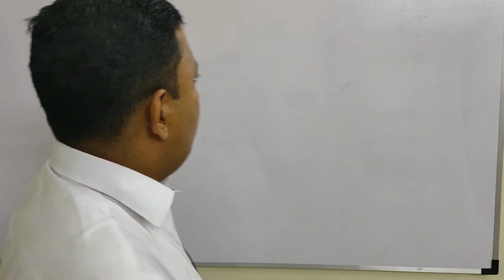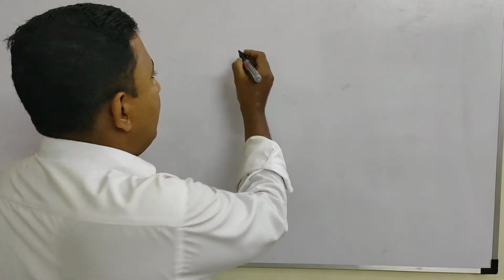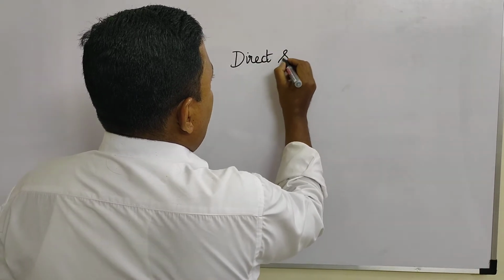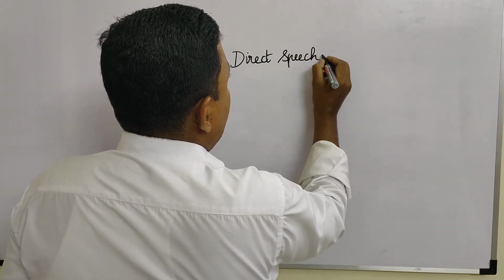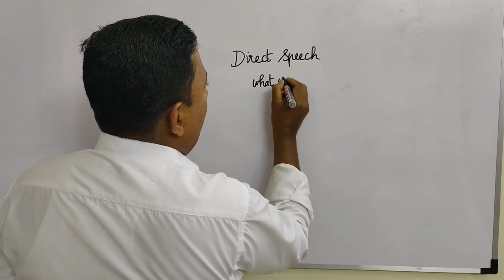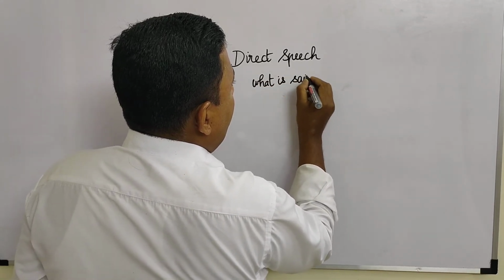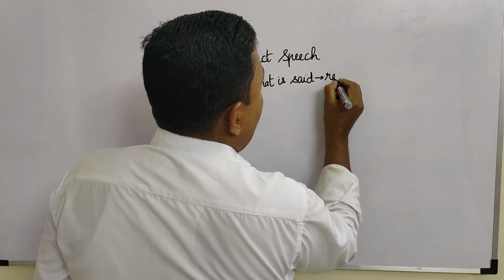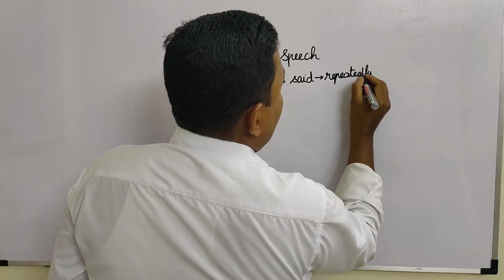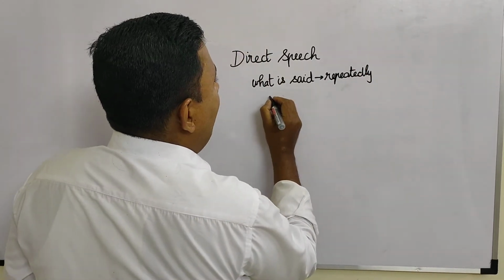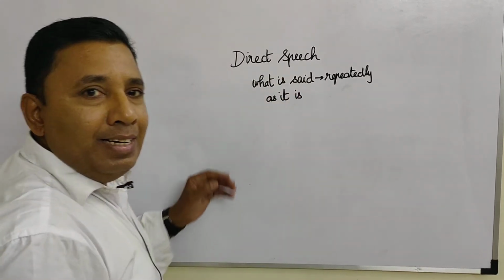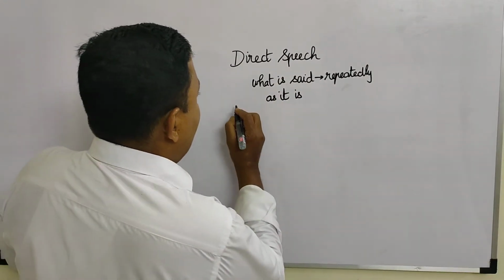Direct speech is something that is said repeatedly. What is said as it is, is called direct speech. Now, what is indirect speech?